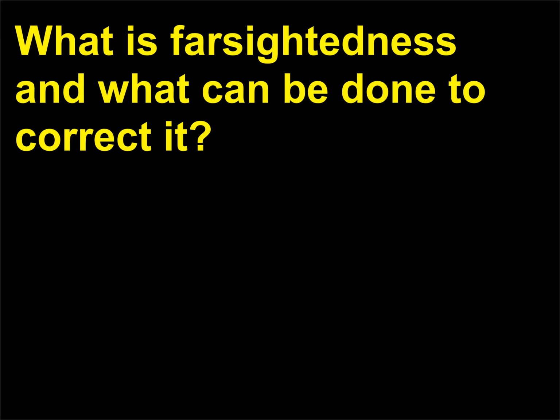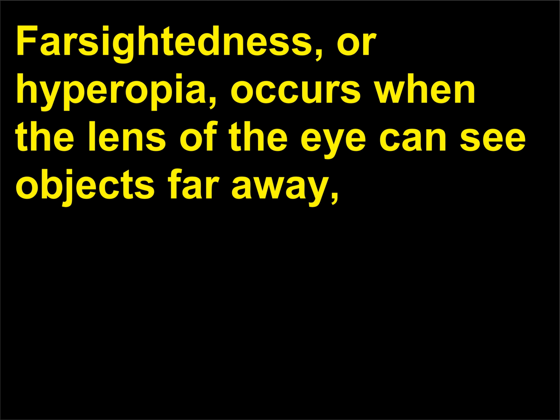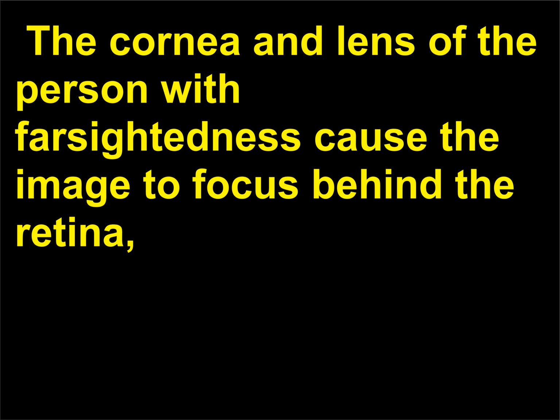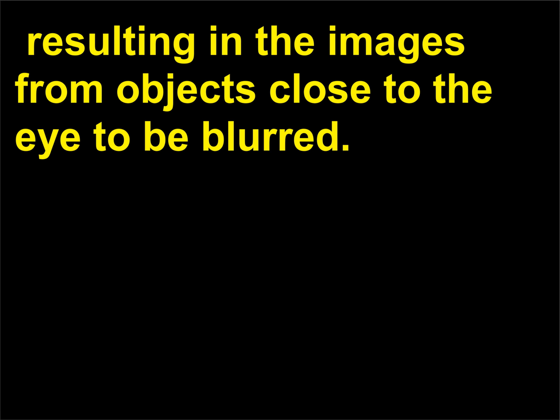What is farsightedness and what can be done to correct it? Farsightedness, or hyperopia, occurs when the lens of the eye can see objects far away, but cannot focus in on objects at closer range. The cornea and lens of the person with farsightedness cause the image to focus behind the retina, resulting in the images from objects close to the eye to be blurred.